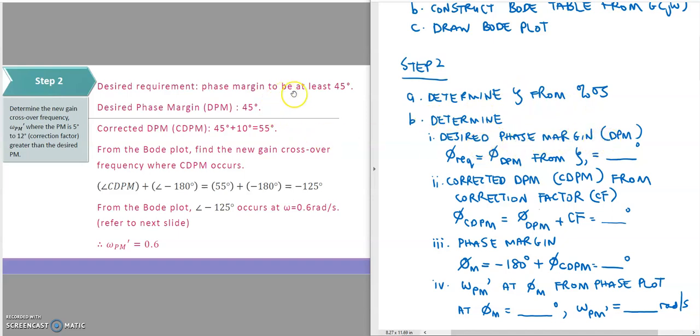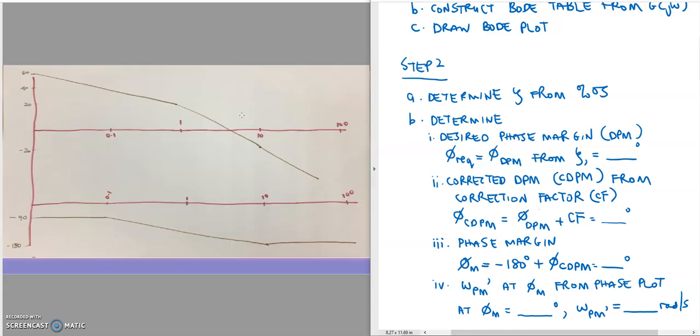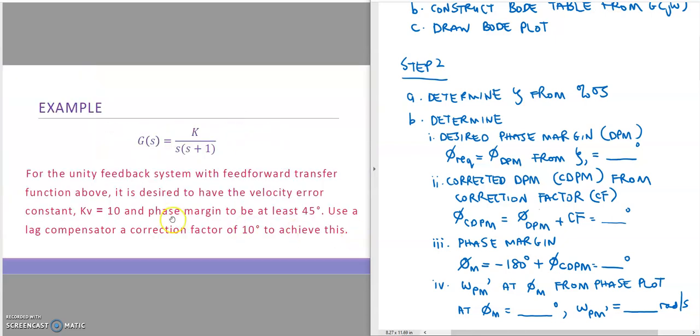But in this case, the question gives you the desired phase margin. Phase margin to be at least 45 degrees. Use the lag compensator, with a correction factor of 10 degrees. Please remember that the correction factor is usually between 5 to 12 degrees, given in the question.